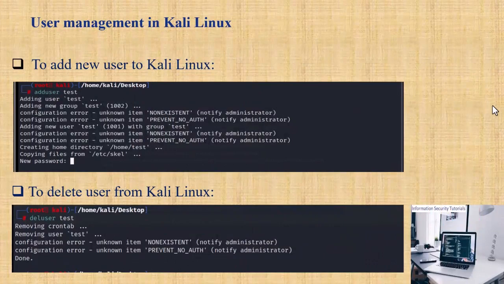Now we come to an important part, which is how to add a new user to Kali Linux. The command is very simple: adduser and the name of the user you want to add. It will ask you to set a password for this user, and it will create and add this user to the group you specify, or the default group, and then create the folder which will hold the personal files for this user.